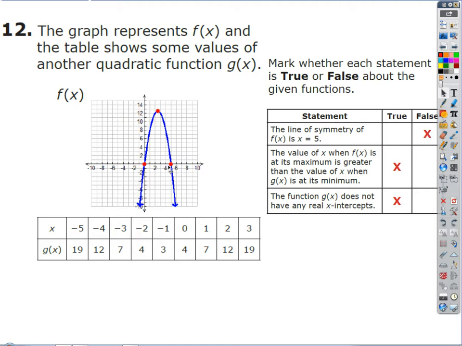So if you look at g of x here, look what's happening to the y values. Decreasing, decreasing, decreasing, minimum, increasing, increasing, increasing, right? So the minimum is right there, isn't it, right? So that'd be true. The maximum here is greater than 3, right? The function g of x does not have any real x-intercepts. True, right? Because it never gets down to the x-axis. It just goes down, but it never touches it, okay?